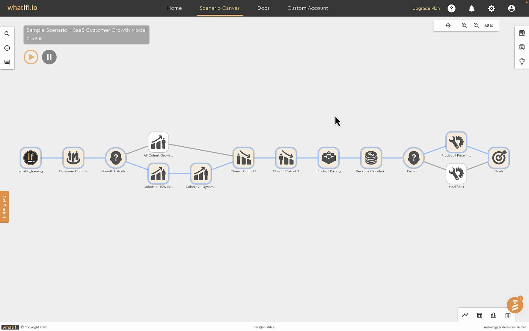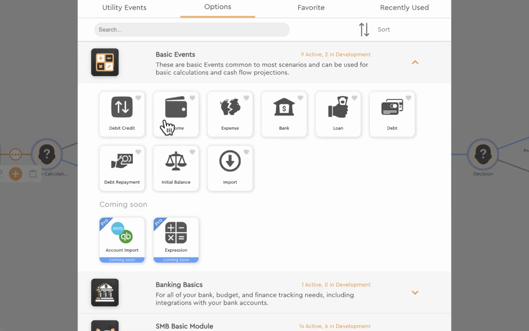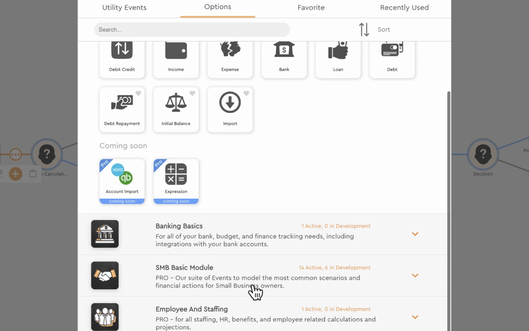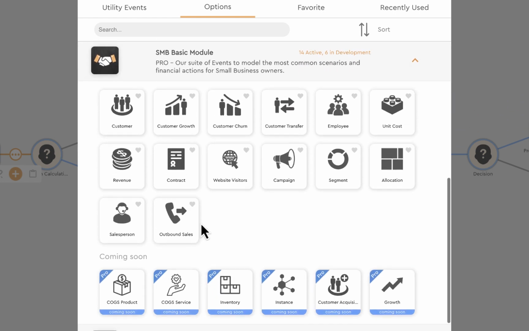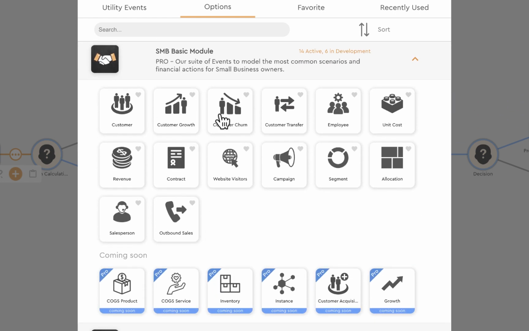If you're not familiar, whatifi gives you the ability to connect together these pre-built business logic events. For example, we have things like debit, credit, income, expense, banks, and loans. Relatively soon, you'll be able to connect to QuickBooks or Xero. Or on the customer side of things, you can look at customers, growth and churn, spending money on campaigns to drive people to your website, customer conversions, and a whole host of other business logic events that allow you to model out financial scenarios without formulas or spreadsheets.